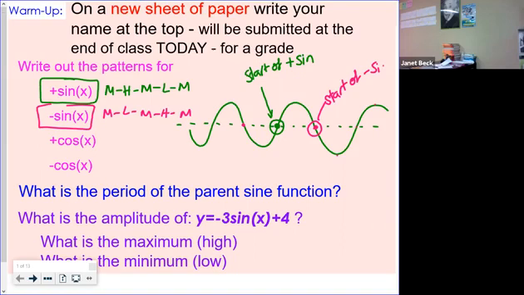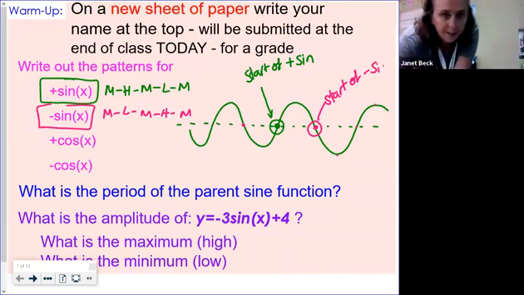Okay, so now do the same for a cosine and a negative cosine. Write out the patterns while I try and set my camera up. And then on your sheet of paper, answer the other two questions too.